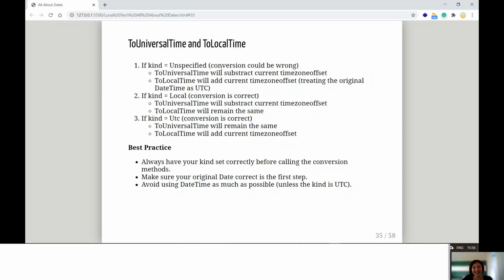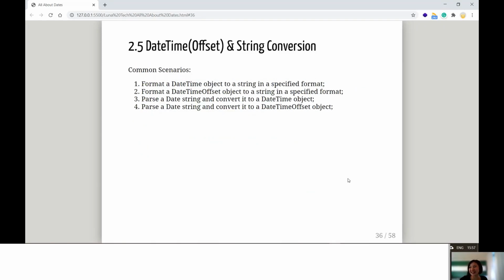Yeah, so these are the summaries. Have a read at this. But if it's local and you somehow change your time zone offset, it will still become unreliable. Avoid using datetime as much as possible. That's my personal advice, unless the kind is UTC, because I got too confused about these things.